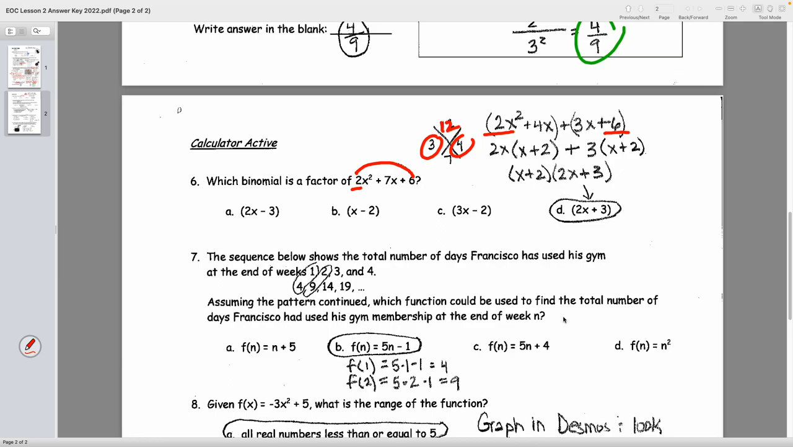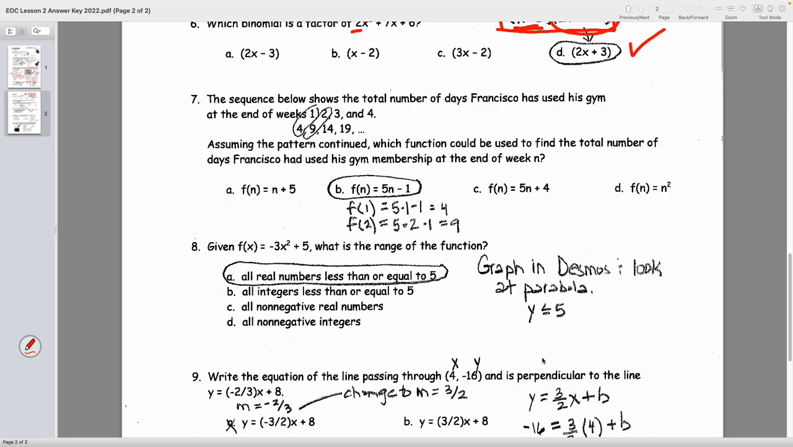I did my nano-nano, I grouped it, I took my GCF out of each group, and I was left with these two binomials, one of which needed to be one of the four options they gave me, and there was no x plus 2 as a choice, but there was a 2x plus 3, so that was the answer we needed. Okay. Number 7, this was just a sequence problem.